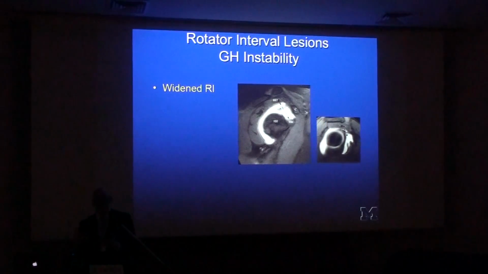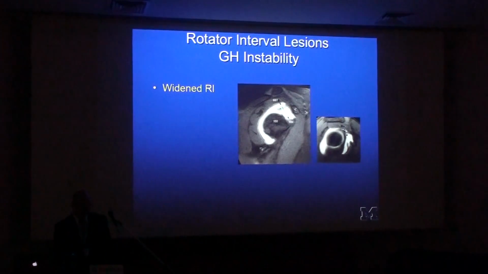Finally, sometimes we can see widening of that rotator interval on arthrogram. Here's a sagittal T1 weighted arthrogram. Here's the supraspinatus and subscapularis. This distance is increased. I find this difficult. It's very subjective, although there are measurements out there. I typically eyeball this and get a sense of how wide this is, but it's been described, it's out there, and I thought I'd present it.